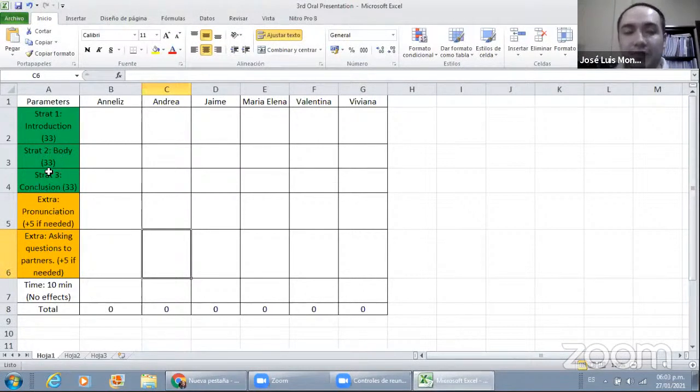And the last 33 is, as I told you, the last 1 minute, could be 1 minute and 30 seconds or 2 minutes maximum, of the last summary of everything you mentioned. It's like the conclusion, right? But also it's like the introduction, but in other words. You can say, and that's why I believe that this is the best option due to these benefits and so on and so forth. 5 points are going to be for pronunciation, extra if it's needed, and 5 other points, of course, are related to asking questions to your peers.